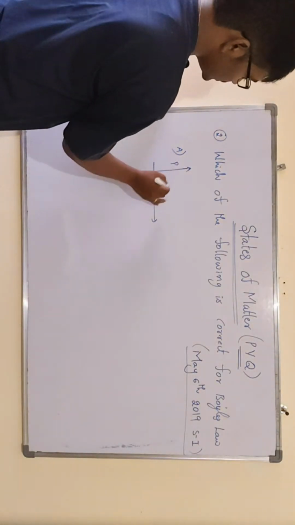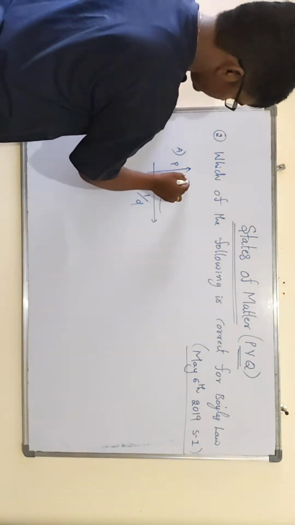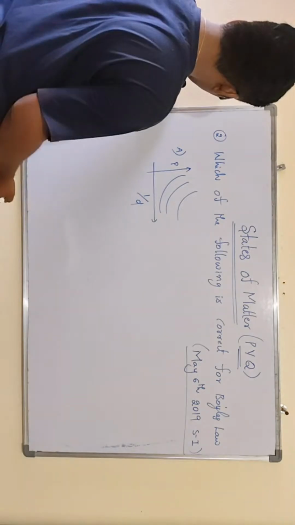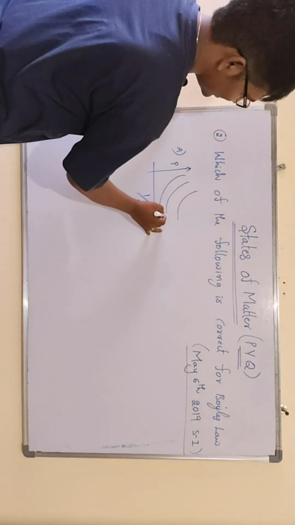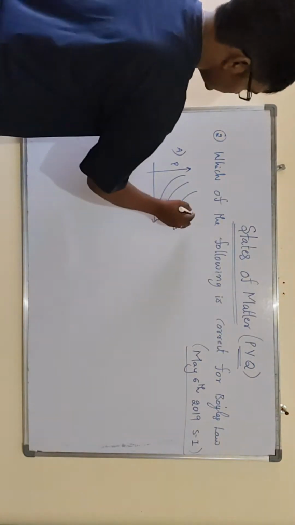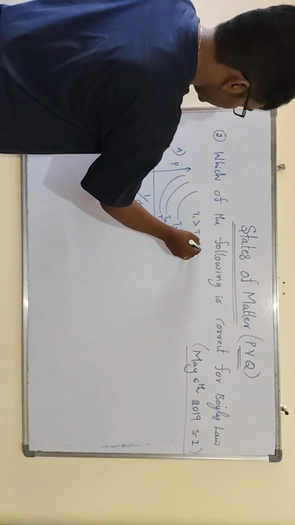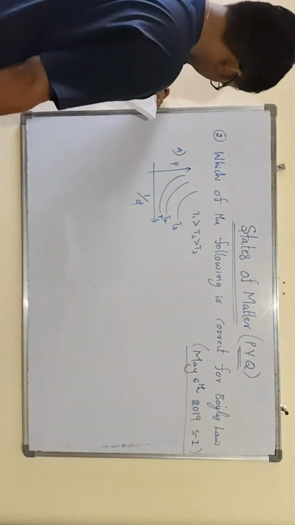pressure versus 1 by V, you can get curves like this. Then T1, T2, T3. T1 is greater than T2, then T3, like this is mentioned.